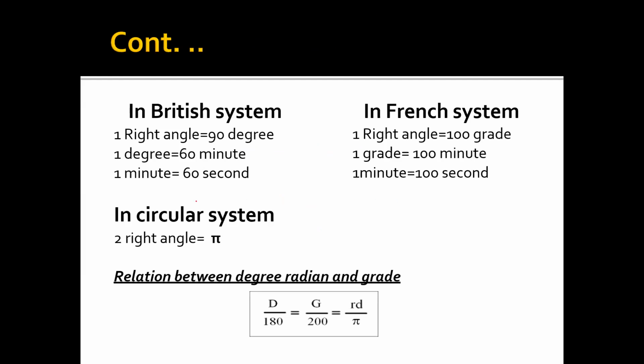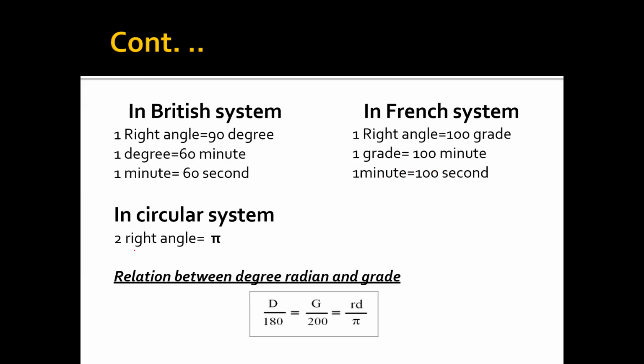In the British system, one right angle is equal to 90 degrees, 1 degree is equal to 60 minutes, and 1 minute is equal to 60 seconds. In the French system, one right angle is equal to 100 grad, 1 grad is equal to 100 minutes, and 1 minute is equal to 100 seconds. So you just need to keep in mind the conversions.